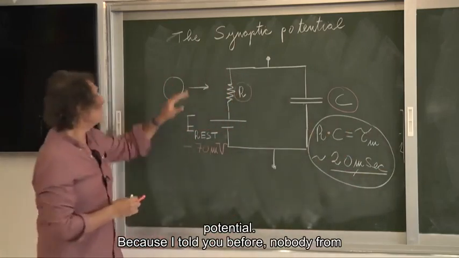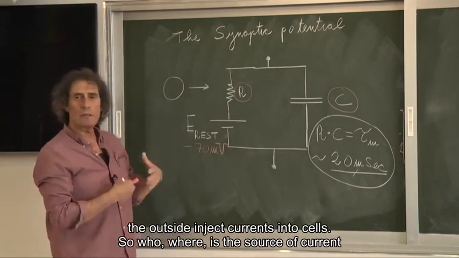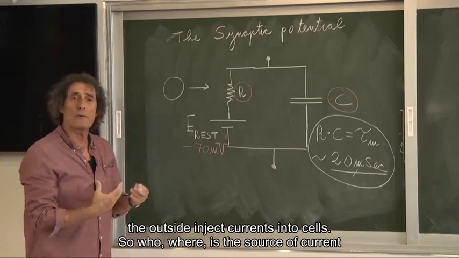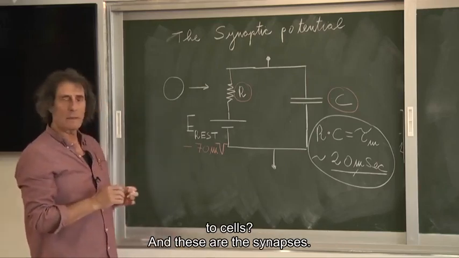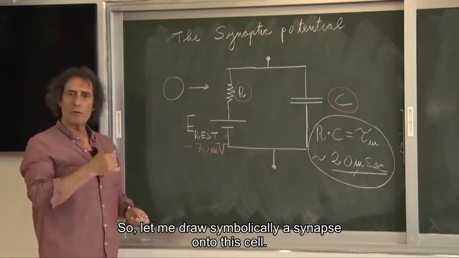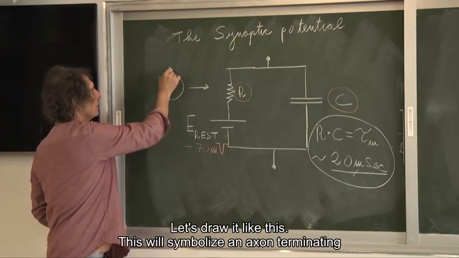And now I want to go into the synaptic potential. Because I told you before, nobody from the outside injects currents into cells. So where is the source of current to cells? These are the synapses. So let me draw symbolically a synapse onto this cell. Let's draw it like this.